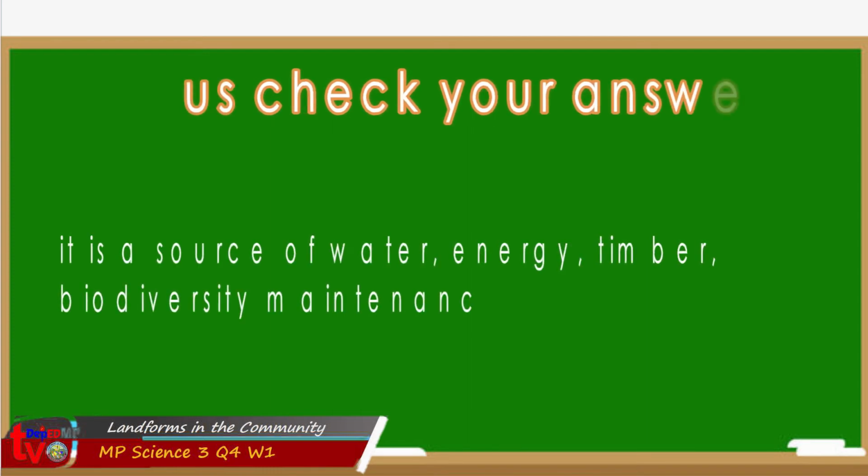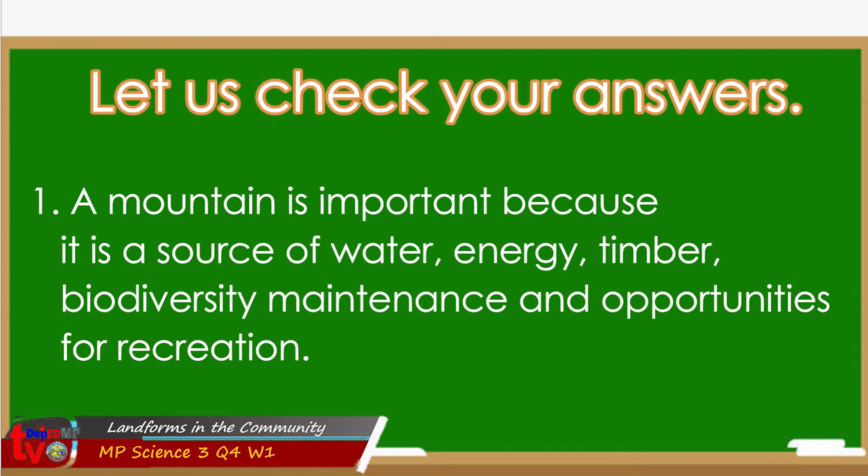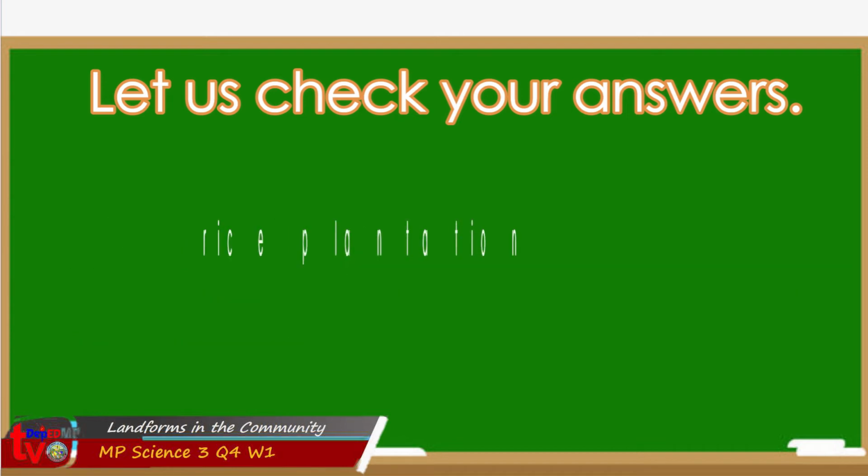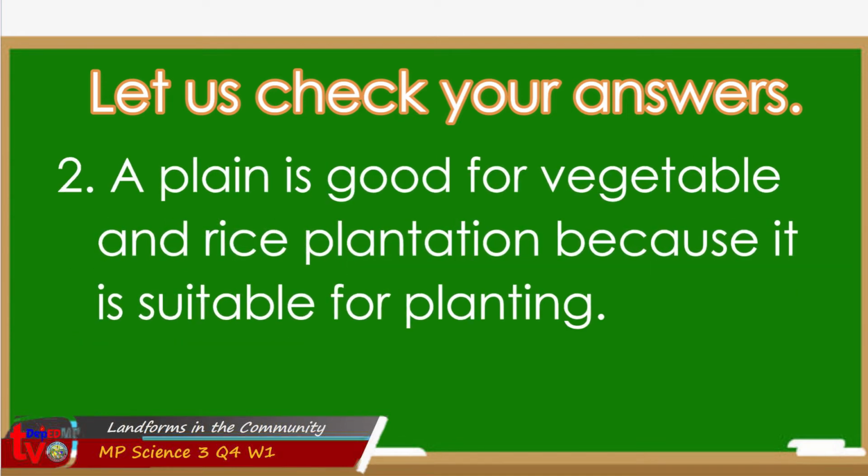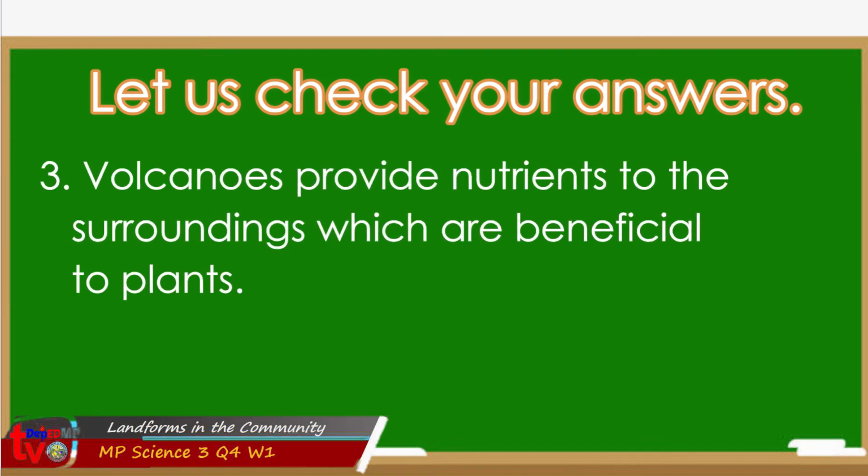Number 1. A mountain is important because it is a source of water, energy, timber, biodiversity maintenance, and opportunities for recreation. Number 2. A plain is good for vegetable and rice plantation because it is suitable for planting. Number 3. Volcanoes provide nutrients to the surroundings which are beneficial to plants.